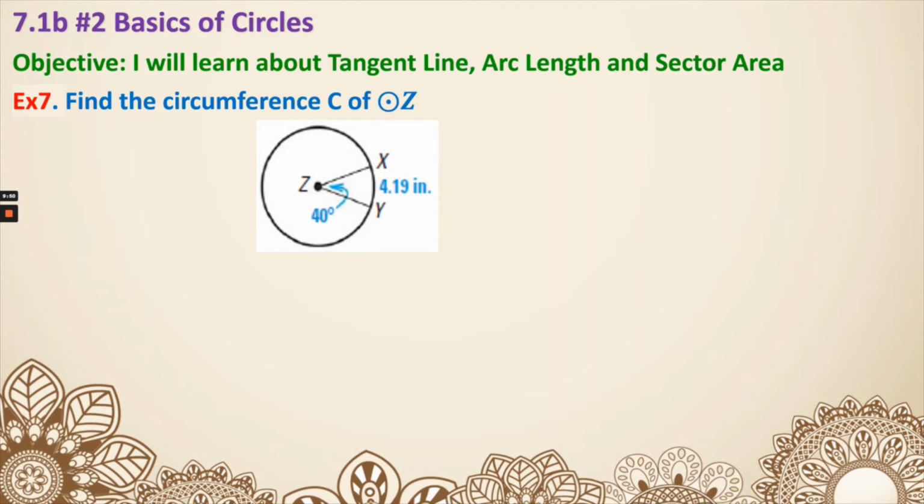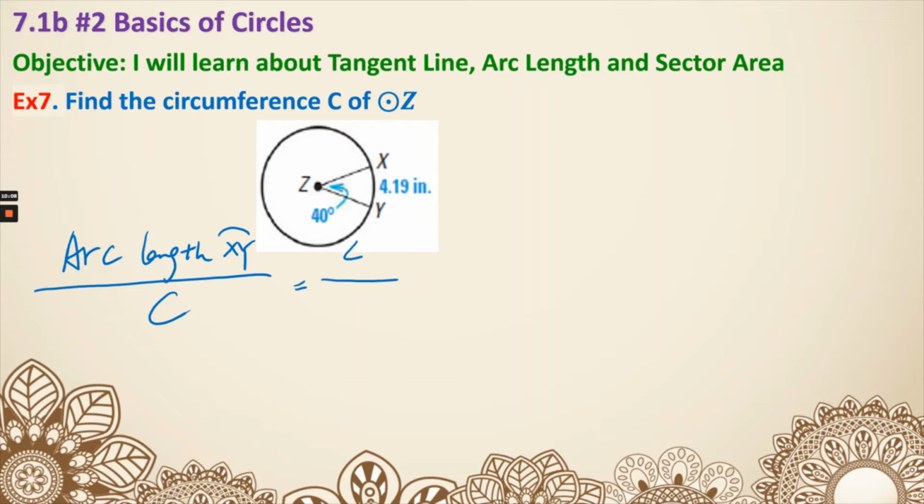Next, example 7. This time you're given the arc length and asked to find the circumference of the circle. We can still set it up the same way. The arc length we're talking about, XY, over the circumference, which is C, is the same as this angle, 40 degrees, over 360 degrees. We already know this arc length is given, so that part is 4.19 inches.